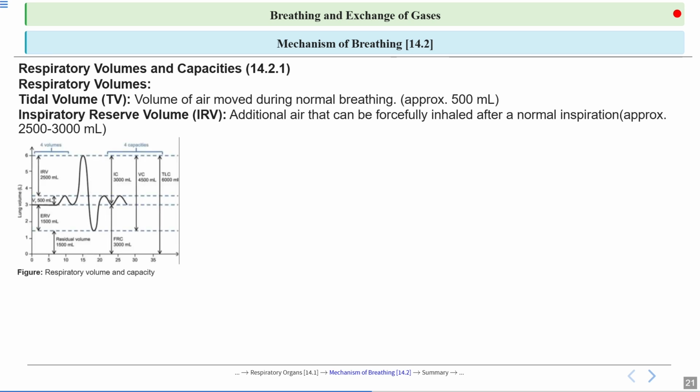Yeah, so this figure is showing you respiratory volumes and the capacities. Here you can see, on one axis lung volume is shown. Inspiratory reserve volume is around 2500 ml. Clear? Then expiratory reserve volume is shown, and we'll talk about that also. Then residual volume is also shown here. Then we'll also talk about all of these terms: inspiratory capacity, vital capacity, total lung capacity.